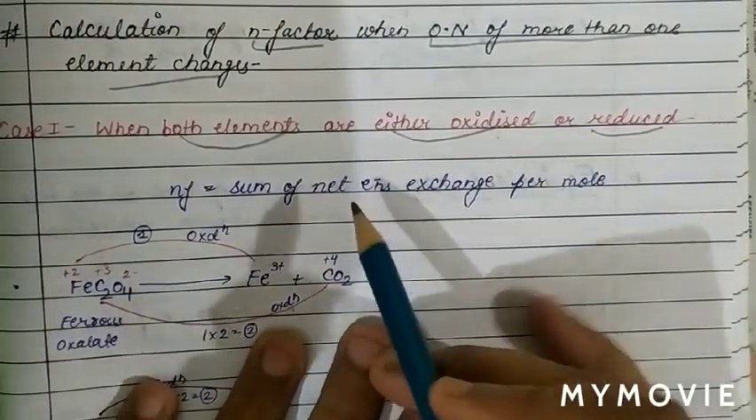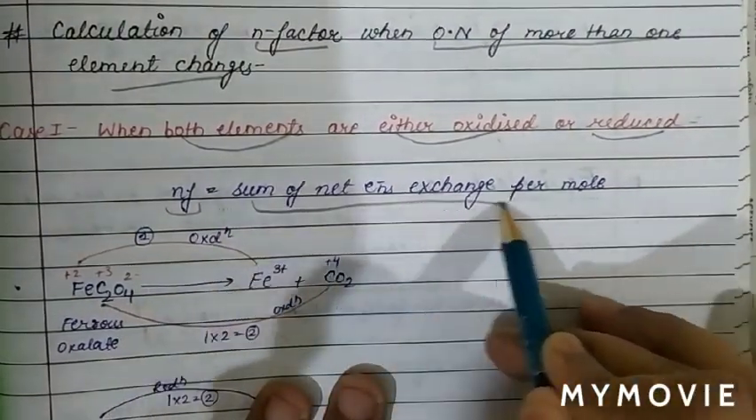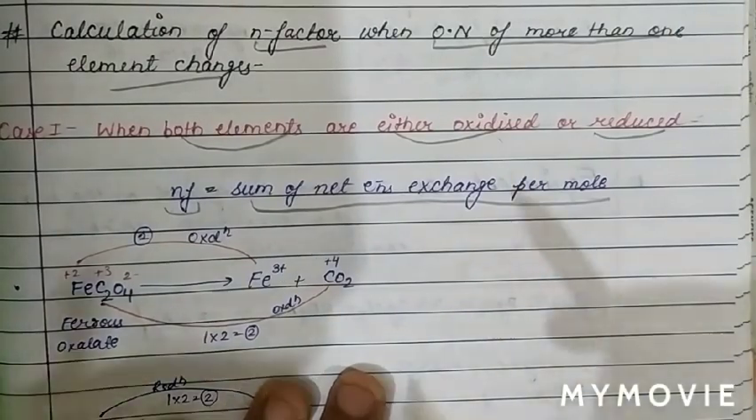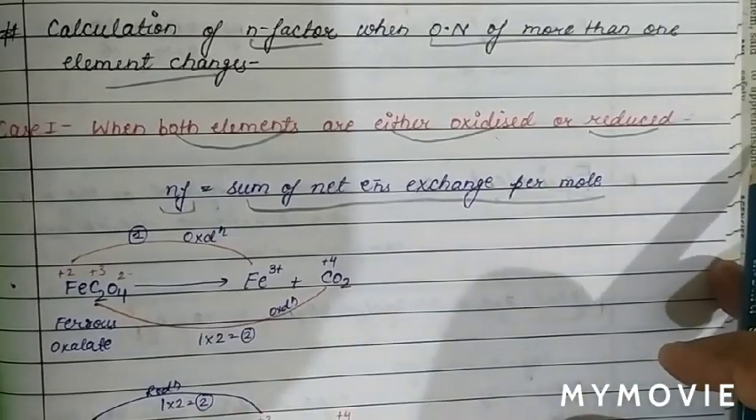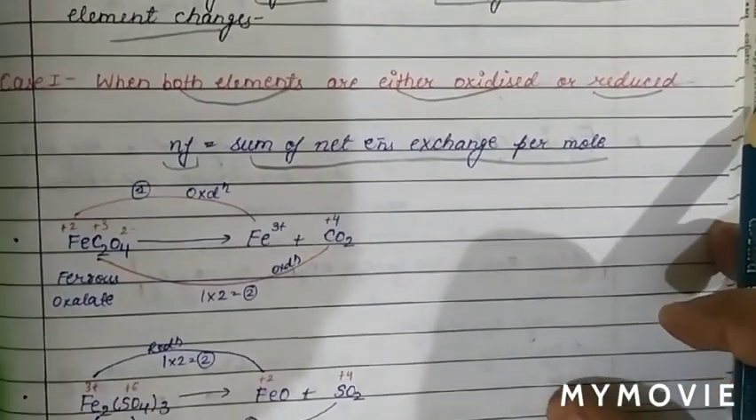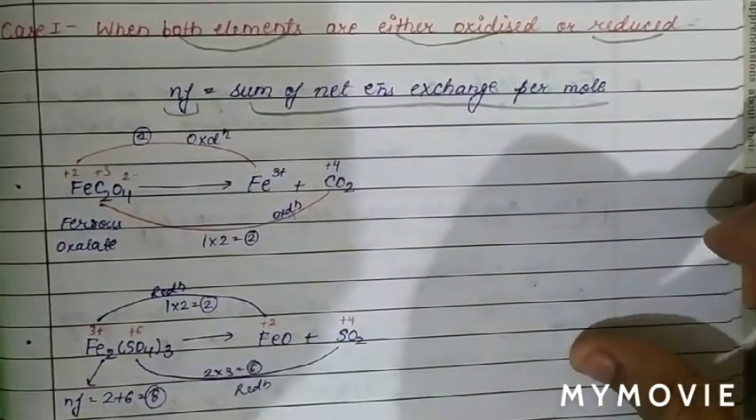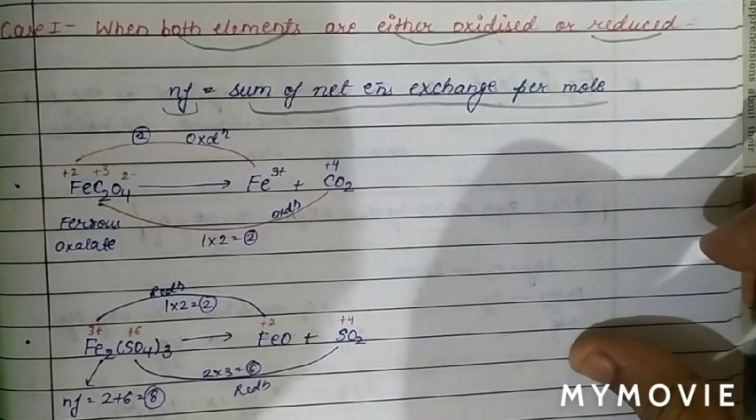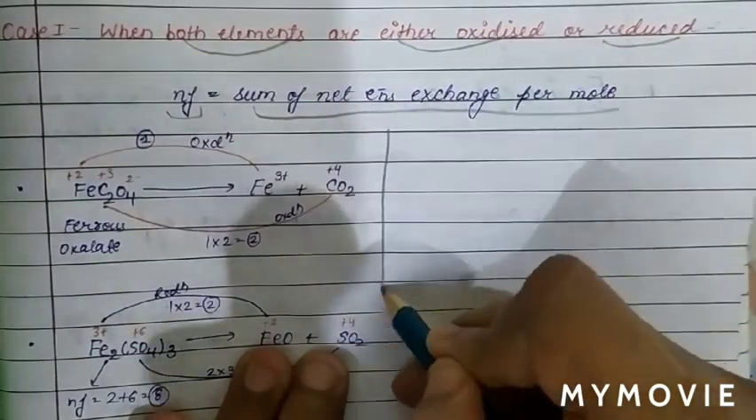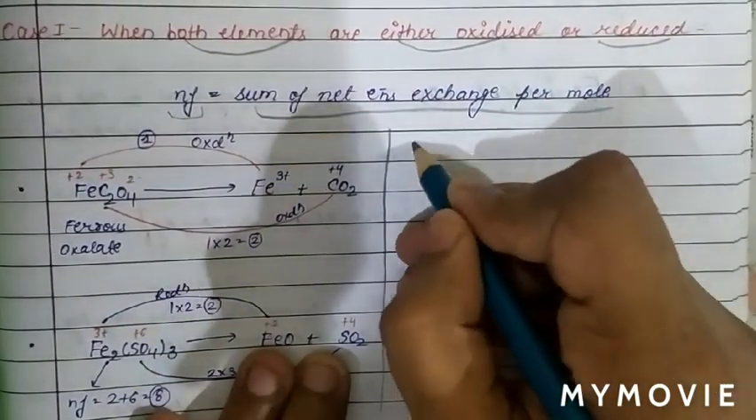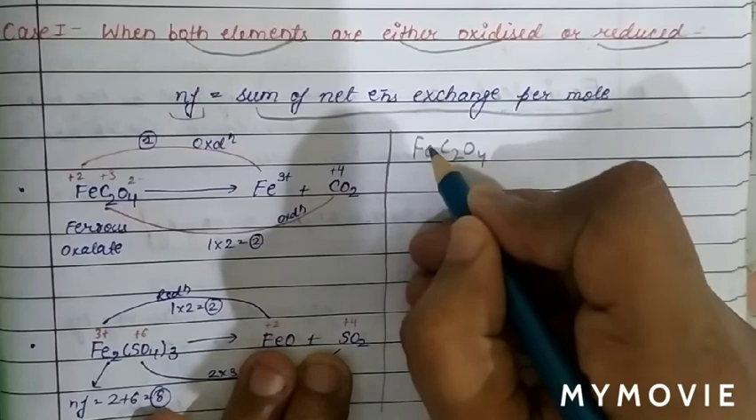See the example. As we can see, we are taking the case in which both elements either oxidize or reduce. Now I am taking the first case. In the first case we see ferrous oxalate, FeC2O4, and ferrous oxalate changes into Fe3+ and CO2.